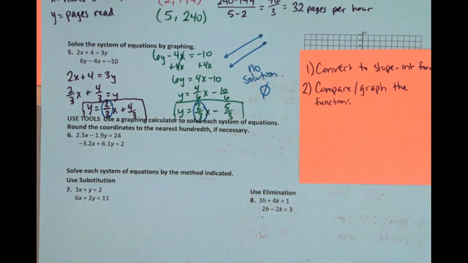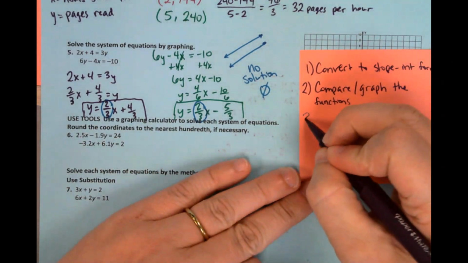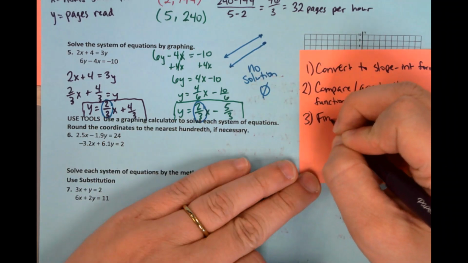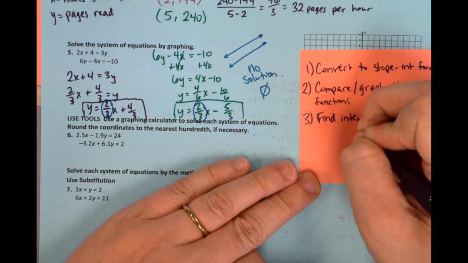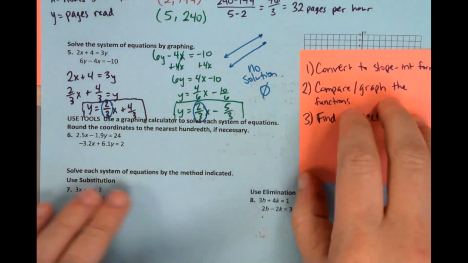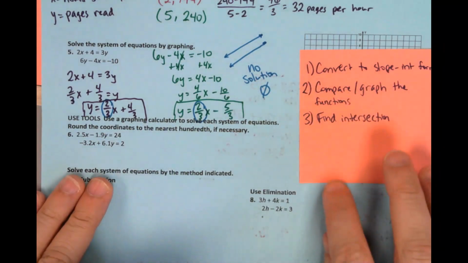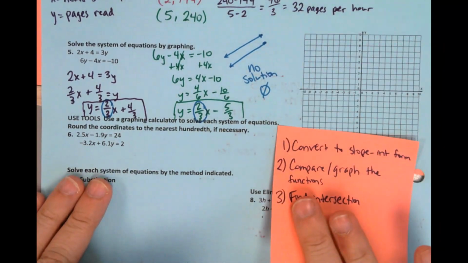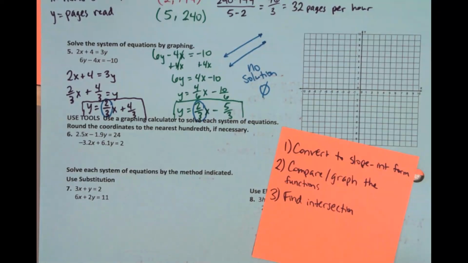Usually, you would compare and graph the functions, and then once they're graphed, you would find the intersection. This is what we're going to do on the next problem. The next problem we're going to do on our calculator, but we're going to still follow the same exact steps.